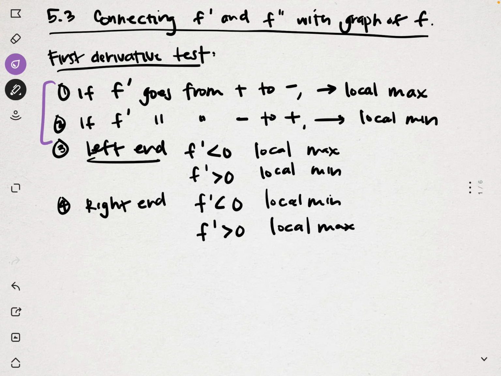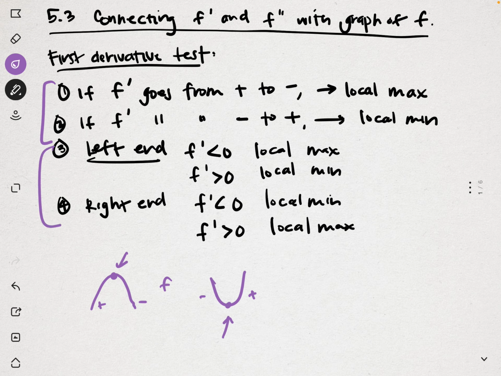So what that looks like, remember, this is the graph of f, right? F prime is the slope. So if the slope goes from increasing to decreasing, then we know at that point we have a max. If it goes the opposite way, from decreasing to increasing, then we know we have a local min. All right, now the endpoints are a little bit different.